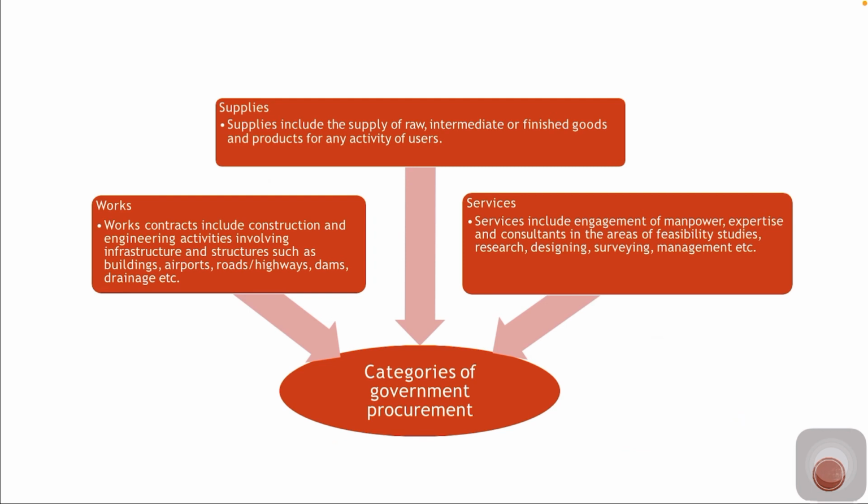So ini adalah kategori of government procurement. Benda ni dah banyak kali kita sebut. Kategori ni ada 3 benda: goods, ataupun kita kata supplies, services, perkhidmatan, works, iaitu tenaga buruh. So supplies ataupun goods include the supply of raw material, finished goods and also products by and activity of users. Services adalah perkhidmatan, include the engagement of manpower, expertise, consultant in areas of feasibility studies, research, design, surveying and management.